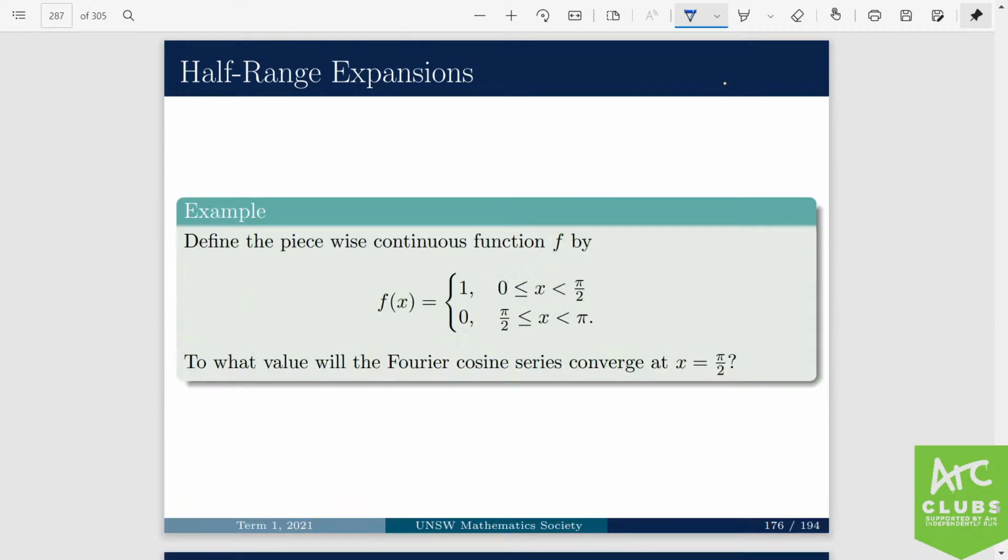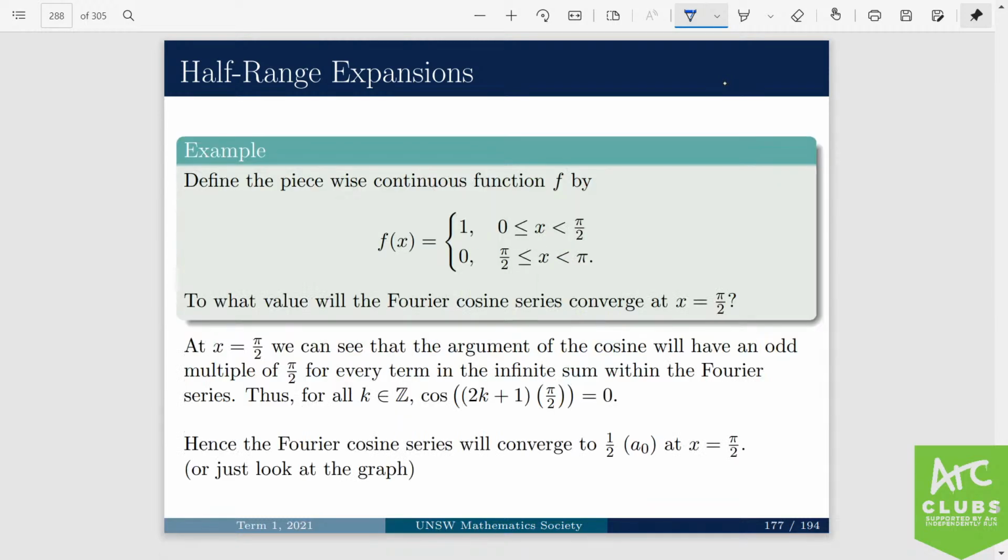Do I want this up? Or let's... Yeah, so what value will the Fourier cosine series converge at x is equal to pi on 2? So this is a common question that pops up, just like a little add-on at the end of it. So the trick here is that when you substitute pi on 2 in, you're going to see that this is always an odd multiple of pi on 2 within the cosine. So it's in the argument of the cosine, right? And then that's going to give you 0.